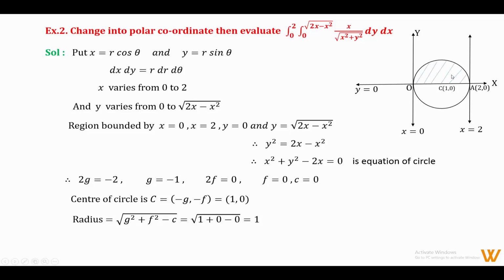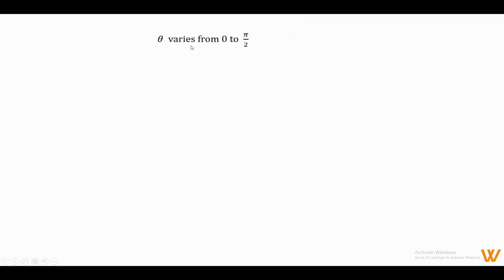Now in this region, theta from this point to this point means theta varies from 0 to pi by 2. In this region theta varies from 0 to pi by 2. Now find the value of r, the limit of r. For that, consider the equation of the circle and put x is r cos theta, y is r sin theta in the equation of the circle.